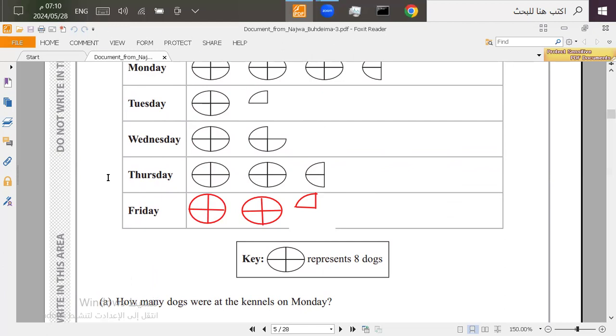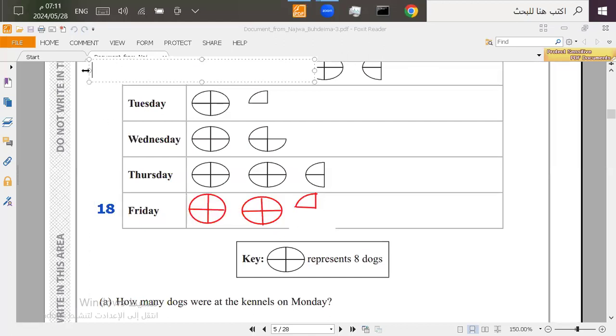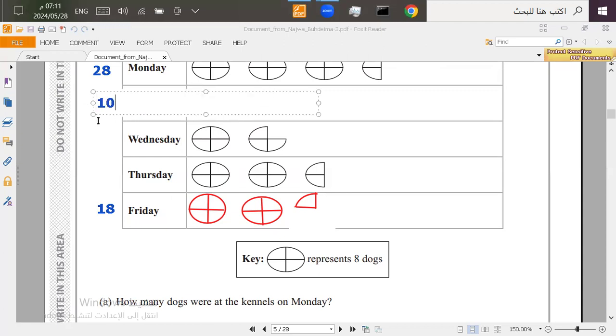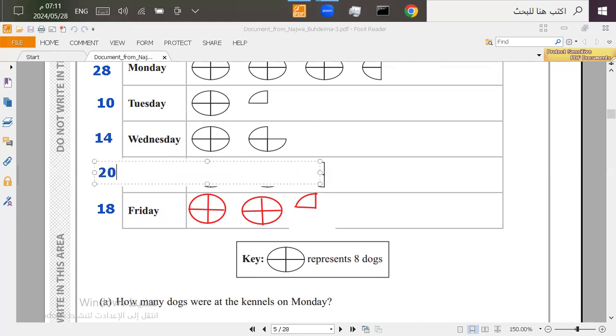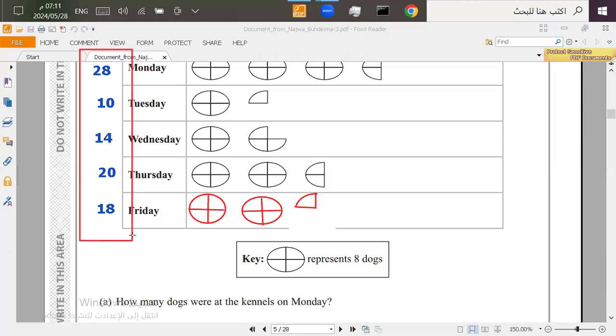Now we know that Friday is 18 because we already took it. We know that Monday is 28 because we just answered the question of Monday. Now we come to the other days. These are 8 plus 2, which equals 10. Here we have 8, 8 plus 6 equals 14. And then 8, 16, 17, 18, 19, 20. Now we counted the number of dogs for each day, so we add them all together to know the total.